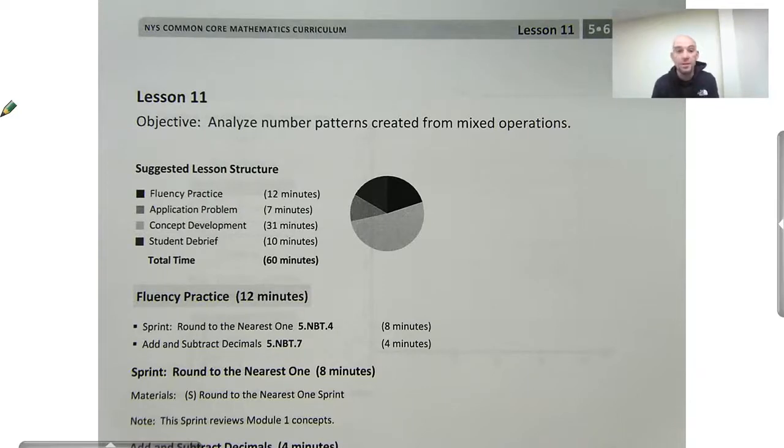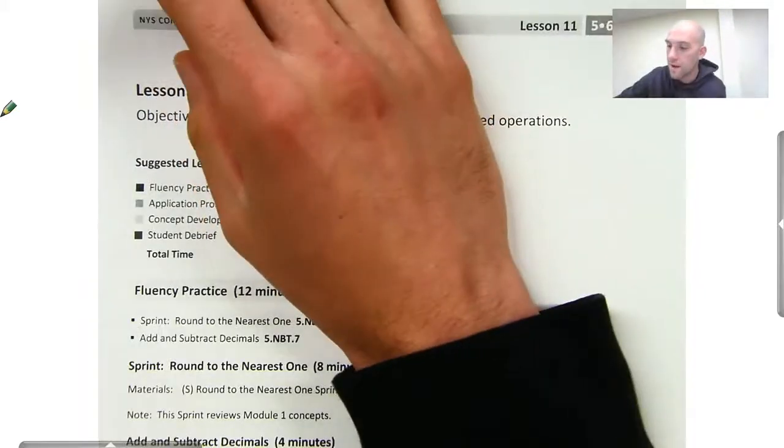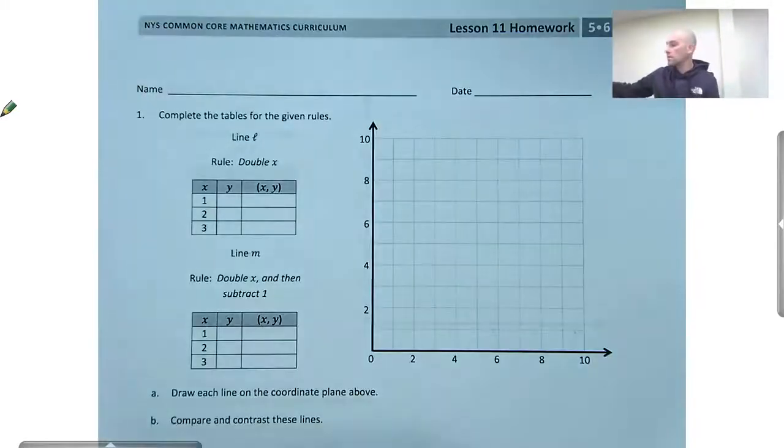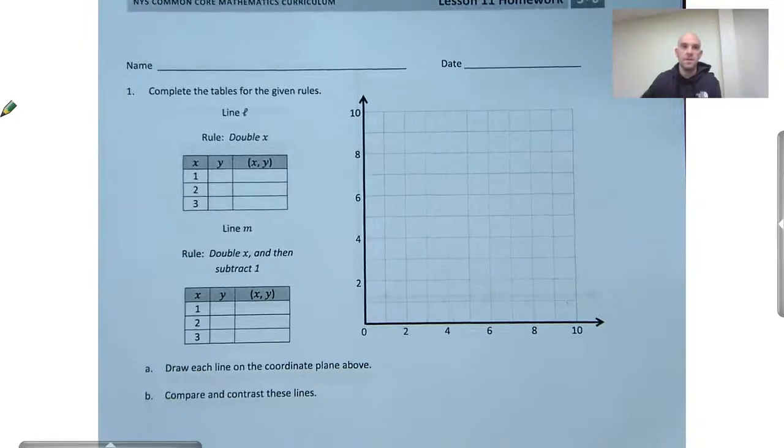6, Lesson 11. Today, we're going to analyze number patterns created from mixed operations. So, we're going to be doing operations that include addition and subtraction, and then some multiplication and division as it relates to graphing. So, let's look at our first page here, and it's asking us to complete these tables for the given rules.